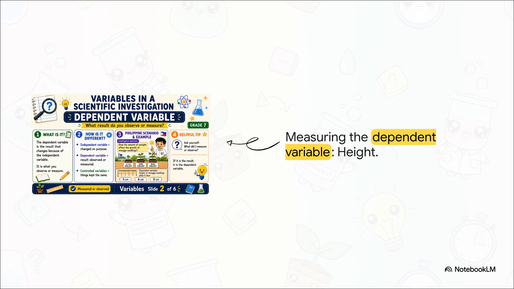Going back to our mungo seedlings, let's say after 5 days, the student takes out a ruler. The seedling with little sunlight is 4 centimeters tall. The one with some sunlight is 6 centimeters tall, and the one soaking up all the extra sunlight, 8 centimeters tall. Now, if we ask our tip question, what did I measure or observe? The answer is the height of the mungo seedlings. Because the height depends on the sunlight, height is absolutely our dependent variable.